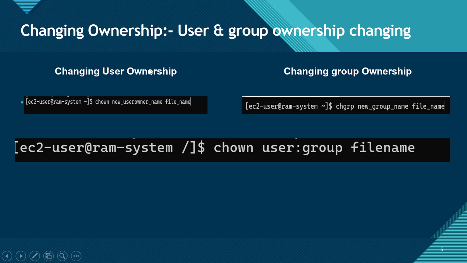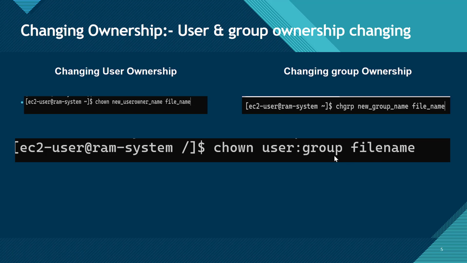If you want to change the user ownership, we have the command chown, new owner username, and the file name. If you want to change the group ownership, we have the command chgrp, new group name and a file name. If you want to change the user and group ownership together, we have the syntax chown user:group and file name. This is the command to change the user and group ownership.